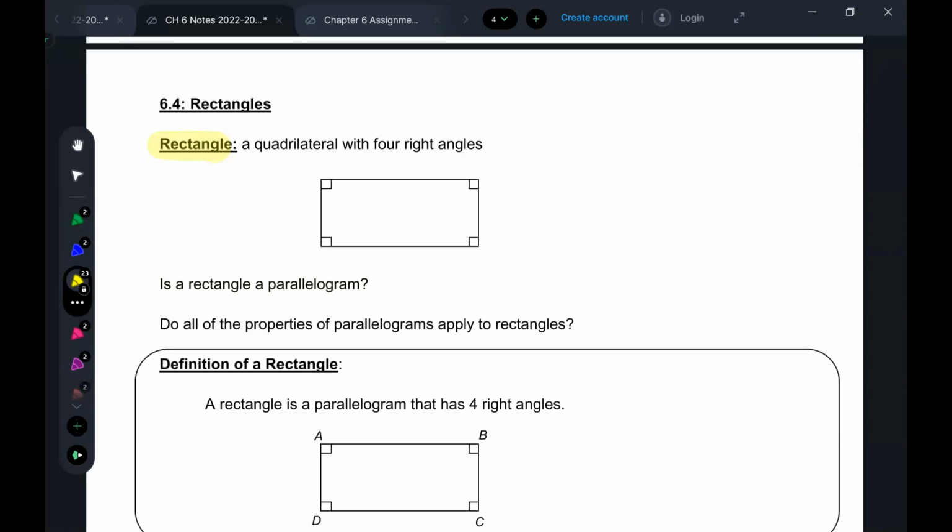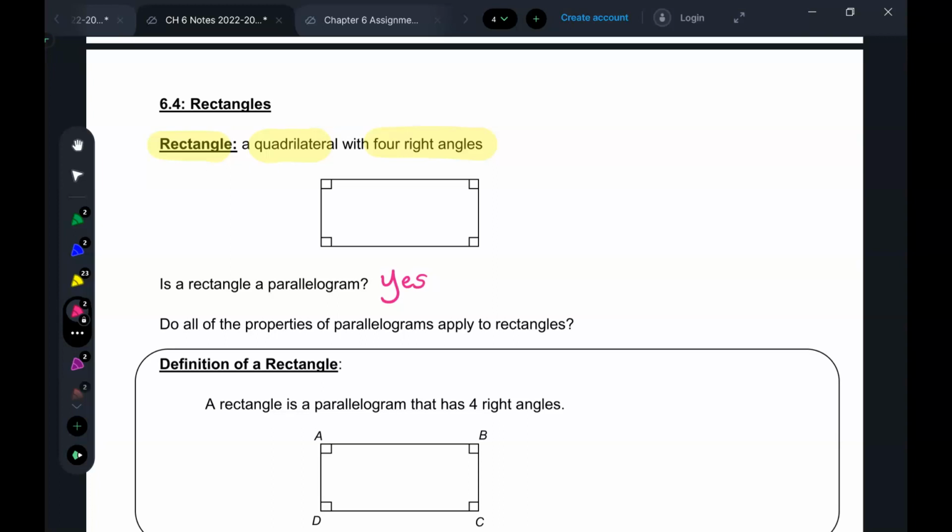So I know you know what a rectangle is. Right? We've seen a rectangle, but the actual definition is a quadrilateral with 4 right angles. Now, does that make a rectangle a parallelogram? Yes, it's a special kind of parallelogram. Right? So, do all the properties of parallelograms apply to rectangles?